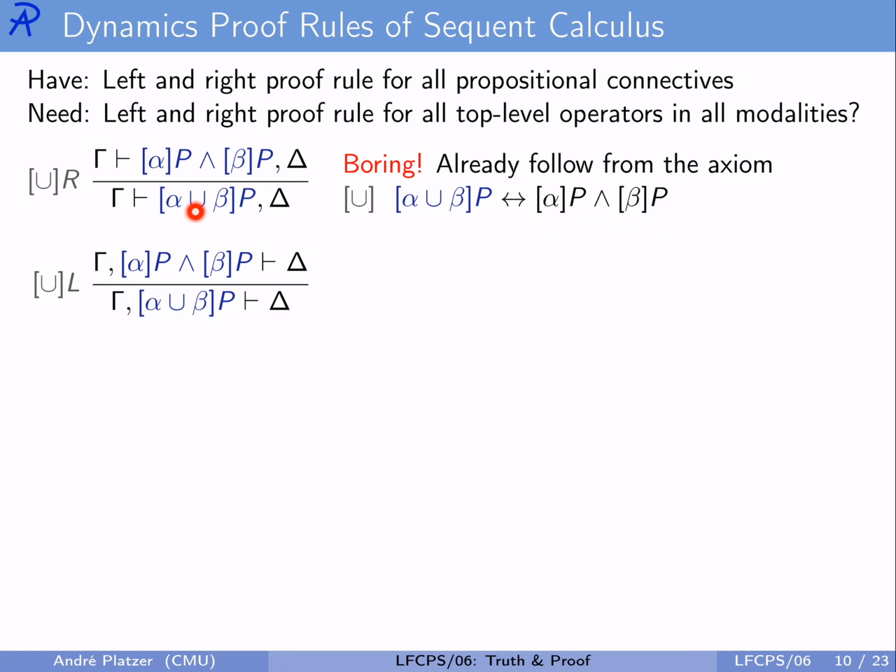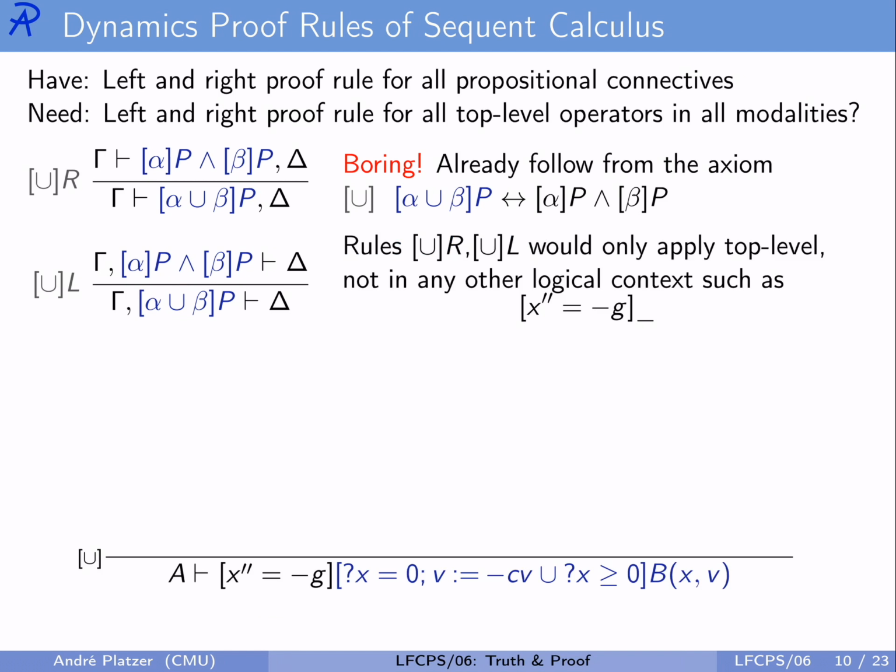Whether they occur here on the right-hand side of the sequent, or on the left-hand side of the sequent, or in fact, whether they occur anywhere at all. Speaking of anywhere at all, these two proof rules, we could be adopting them, but then we cannot use them in another logical context, such as the one we find after our differential equation. Just look at this. After this differential equation for the bouncing ball, we really wanted to split this nondeterministic choice because it makes our reasoning easier. But this proof rule will not apply here.